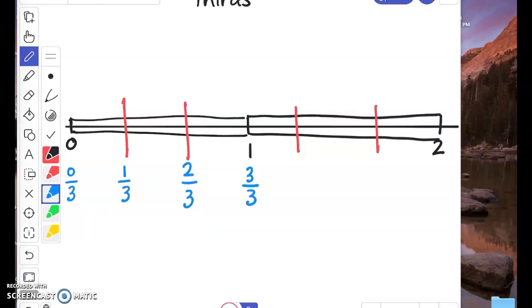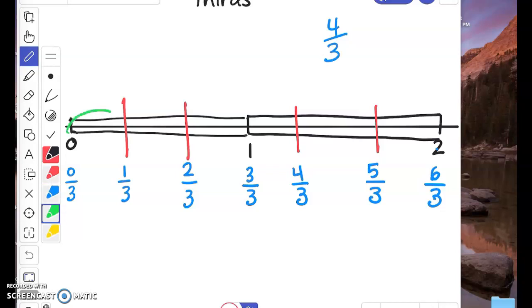What if I added another third? What would 3/3 and another third be? Well, that would be 4/3. If I added another third, that would be 5/3. And if I added another third, that would be 6/3. If we look here, 6 divided by 3 equals 2, just so you know. So if I wanted to find 4/3 on this number line, that would be 1/3, 2/3, 3/3, 4/3. So I can find fractions that are greater than 1 as well.